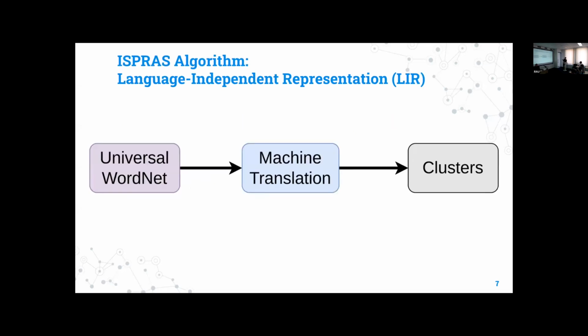For the language independent representation, in the ISPRAS algorithm, we used Universal WordNet to try to create multilingual synonym clusters, so that in one cluster we could have home, casa, dom, and so on. For the words whose translations we didn't have in Universal WordNet, we tried to supplement with machine translation, and finally we got the clusters.